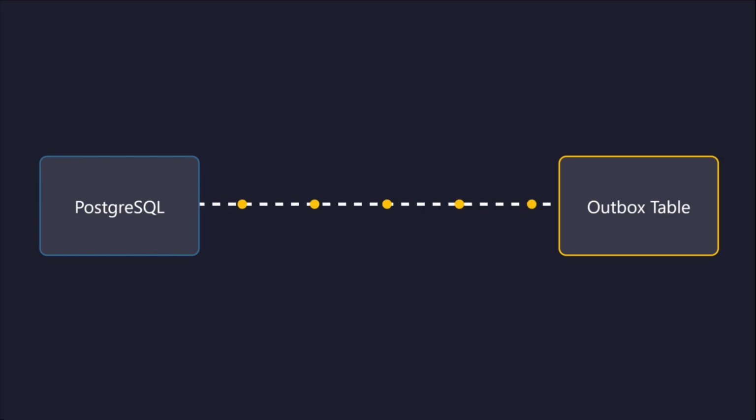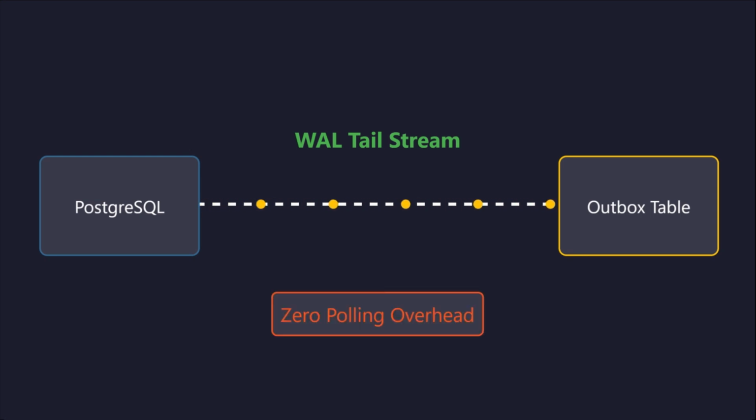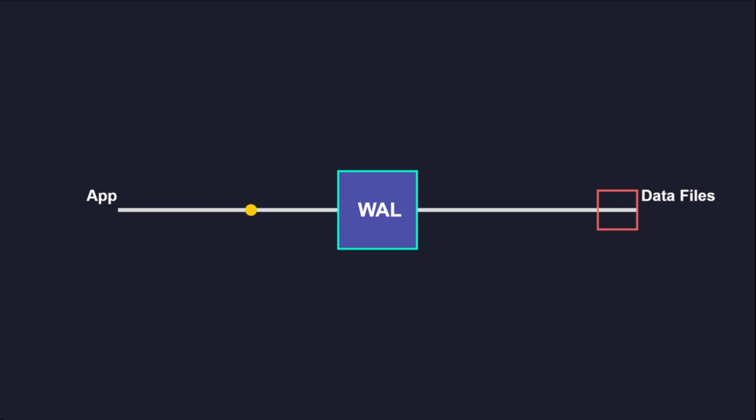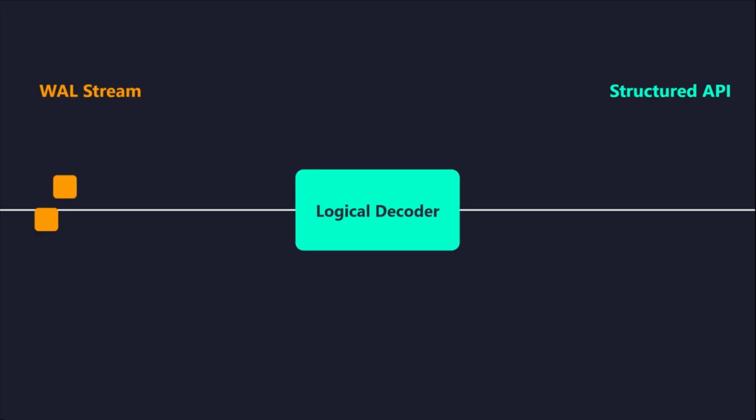Change data capture is a more advanced approach that tails the Postgres write-ahead log to detect and stream changes from the Outbox table in near real time without active polling overhead. The write-ahead log is the internal journal where Postgres records every change before applying it to the data files, making it the ultimate source of truth for all committed transactions.